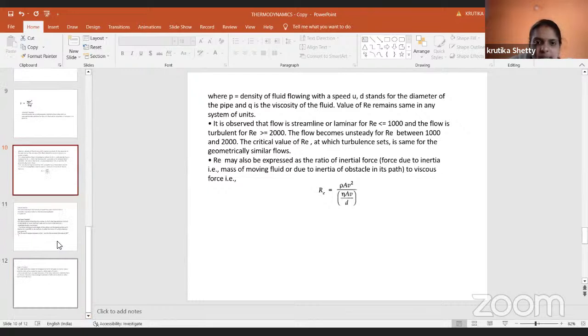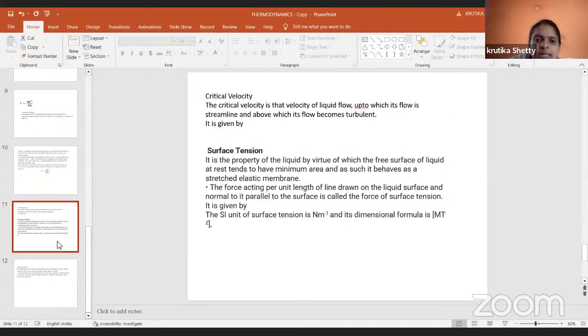So the last concept is critical velocity. What is critical velocity? The critical velocity is that velocity of a liquid up to which its flow is streamlined and above which it becomes turbulent. If it exceeds that velocity, the liquid is in turbulent motion. If it is below that, then it is streamlined.